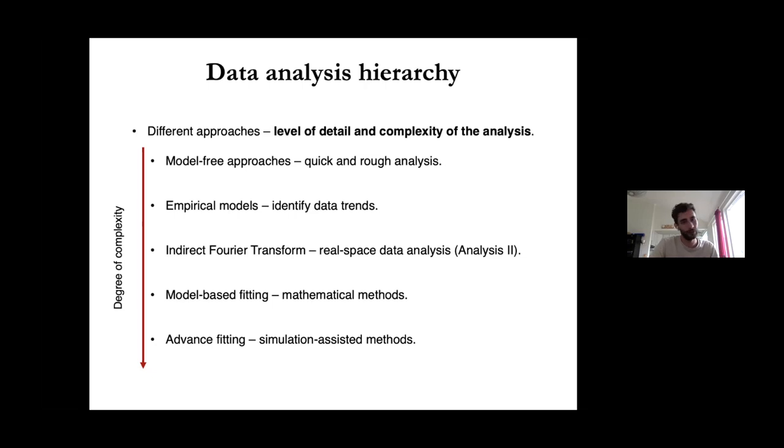So if you want to get loads of detail in your data analysis, that's going to involve a really complex data analysis, which is going to take time and resources and so on. So maybe if you just want to see if a protein is folded or unfolded, we don't need to go to these simulation-assisted methods, because just by knowing if it is folded or unfolded, we can use some model-free approaches that are quick and easy to perform. So basically we don't need to go into that much detail, which will save us some time. And then in between, you can find different approaches that we will treat today.